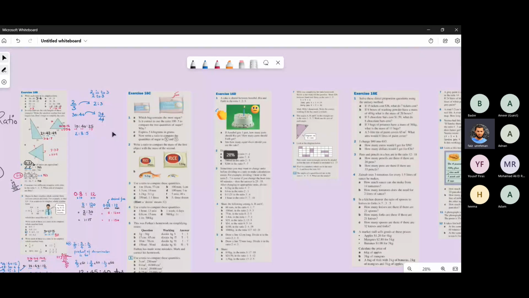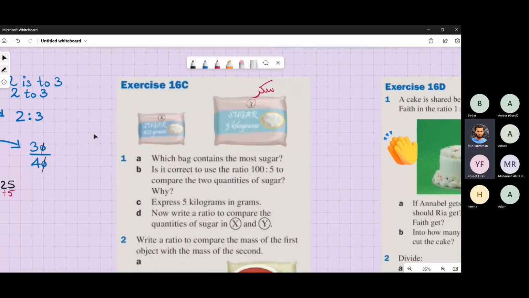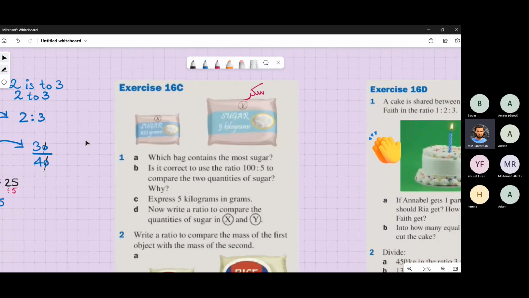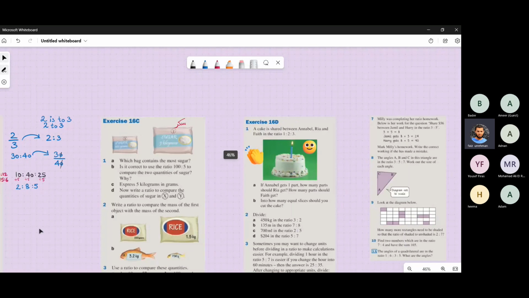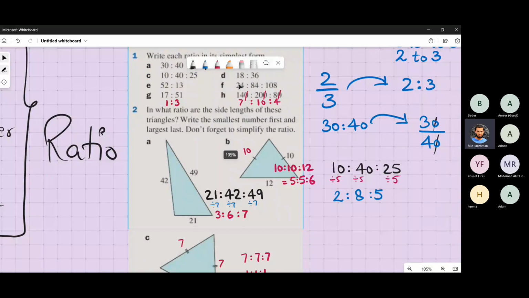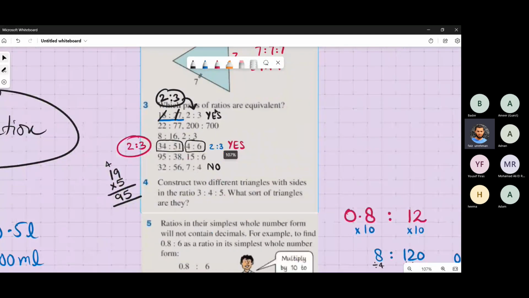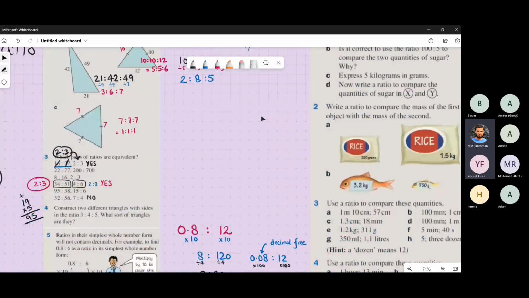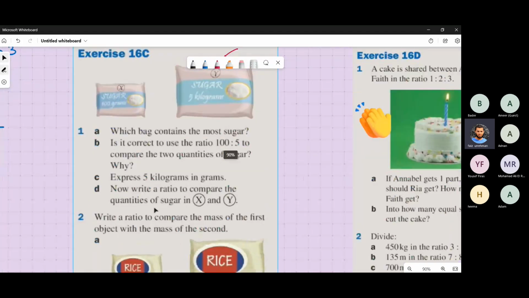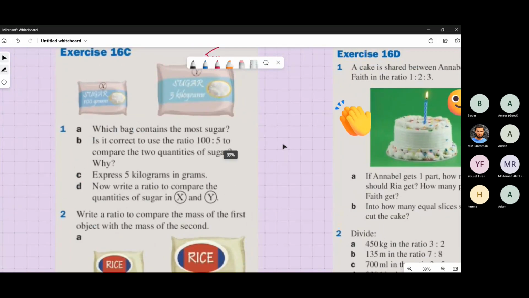Okay. I'm continuing because this lecture is already being recorded. So let's come back. Exercise 16. Now we are using ratios to solve some real life problems. Here we were only simplifying in this exercise. In the previous exercise, we learned how to simplify and compare equivalent ratios, but we were not solving any real life problem. Now we will use ratios in day-to-day stuff like cake and rice and sugar and everything.